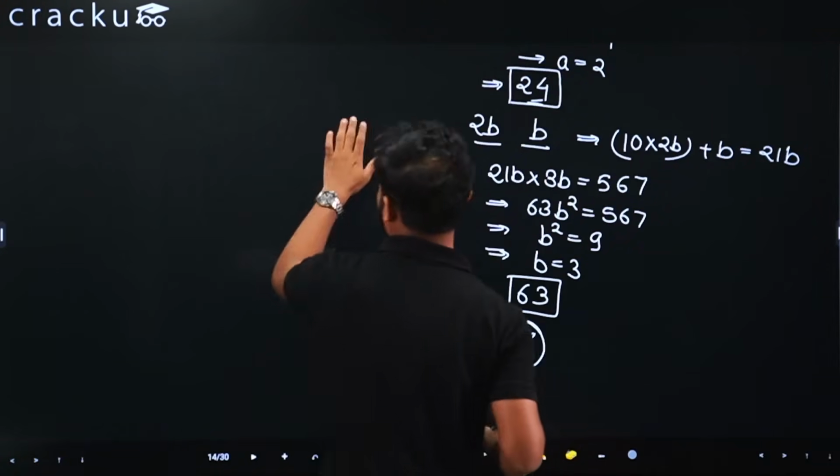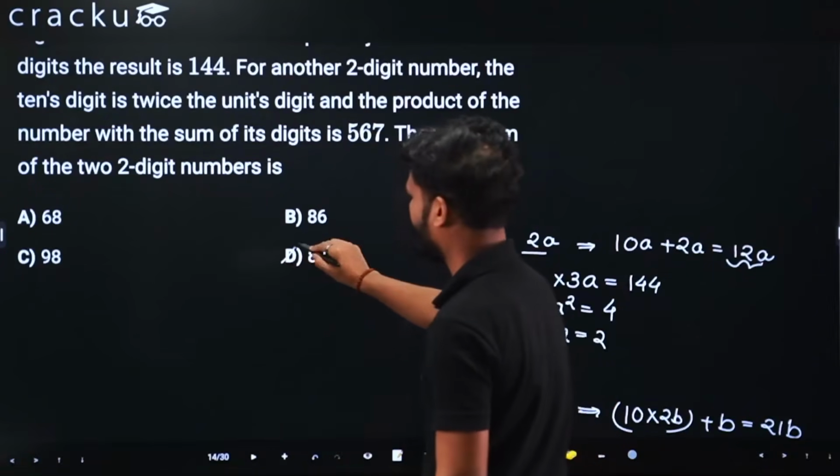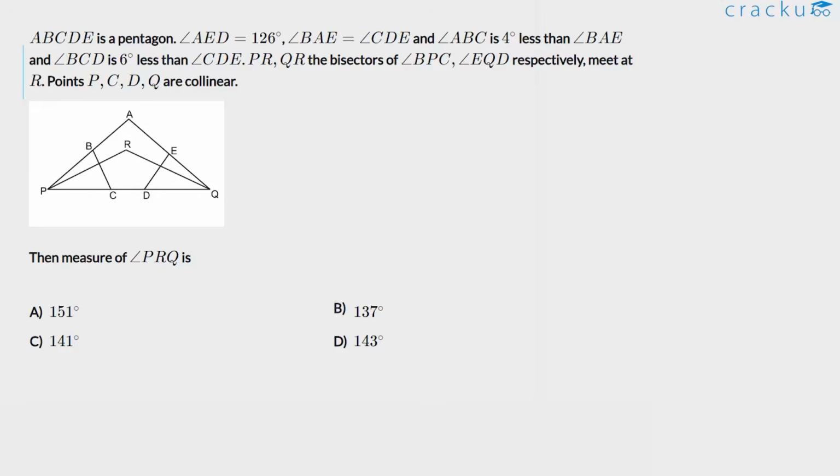87. So the answer to this question will be 87, given in option number D.